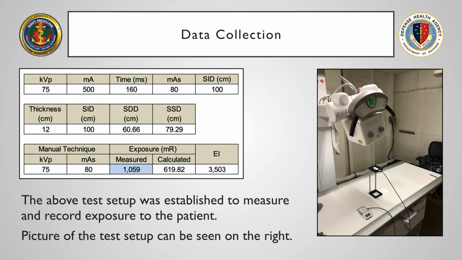And I determined on the next slides the source to detector distance and source to skin distance to be 60.66 and 79.29 centimeters respectively. So at a manual technique of 75 kVp and 80 mAs, I measured with the detector 1059 milliroentgen, which when we convert using the inverse square law came out to be 620 milliroentgens. So in the next slide we're going to go over how I took the measured and converted it to a calculated exposure to the patient.